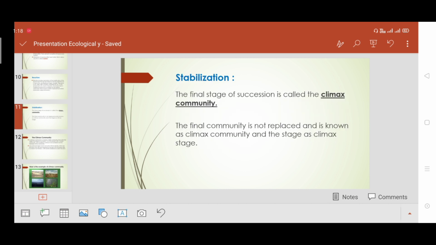Stabilization. The final stage of succession is called the climax community. The final community is not replaced and it's known as climax community, and the stage as climax stage.